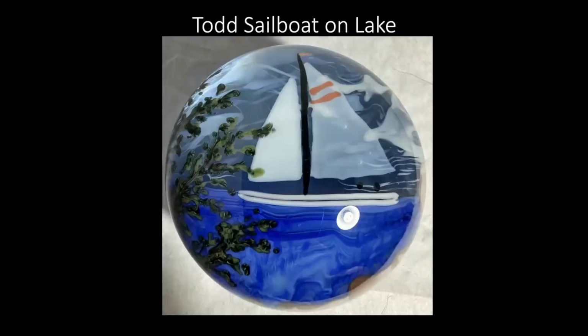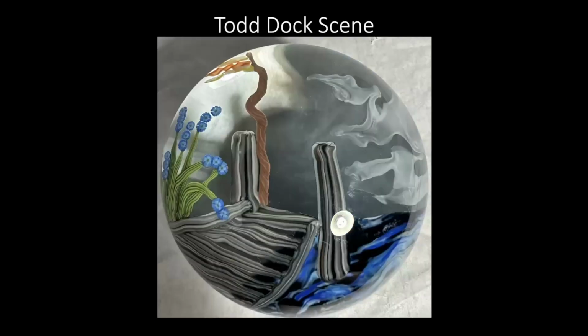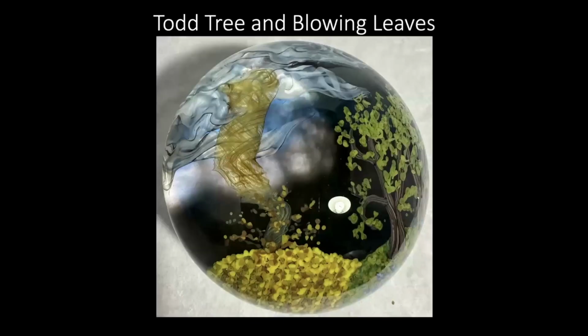You really get a sense of the wind and motion in these next few. They've got a sailboat here. The flag on the dock is flying. The flowers are waving. This is one of my favorites.